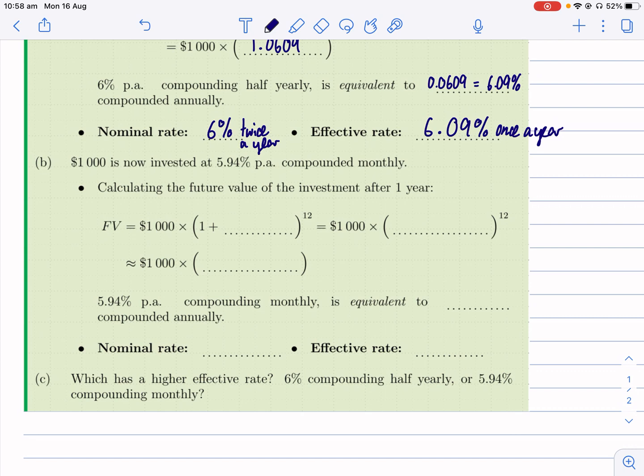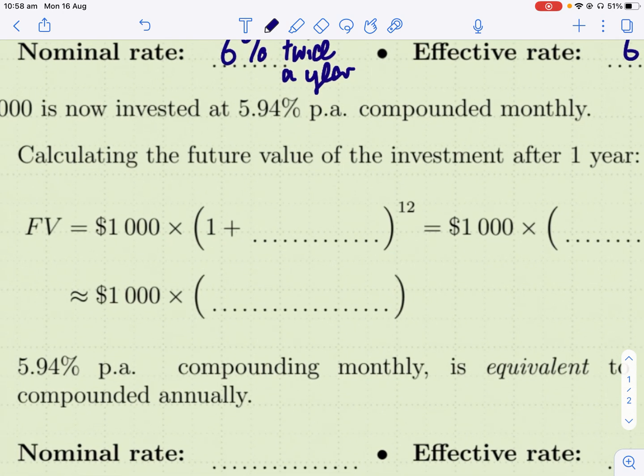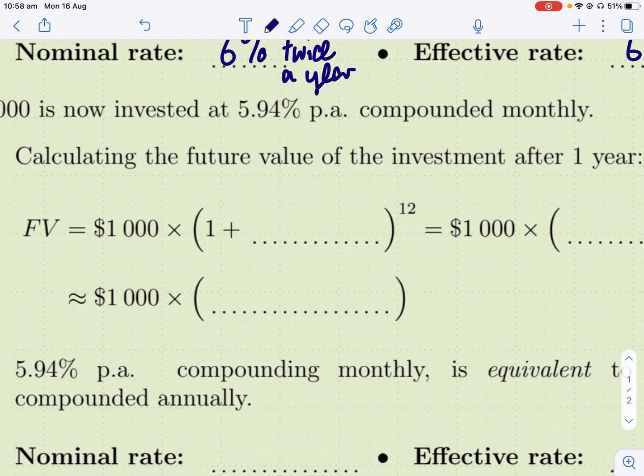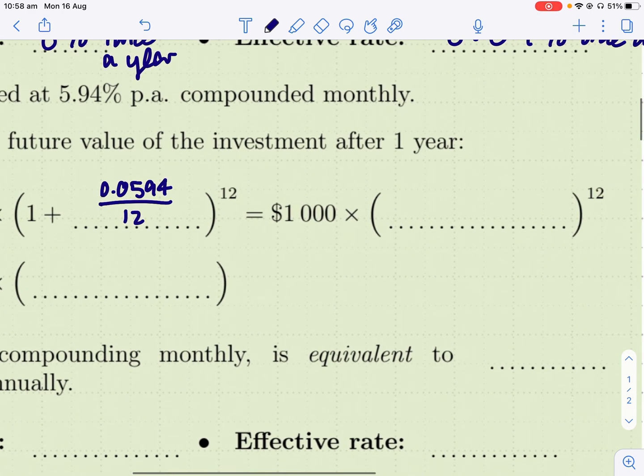Okay, let's now have a look at the second example. We've got $1,000. We're investing it at 5.94% per annum, but this time it's compounded monthly. So if we were running the calculations for 1 year, we'd have the $1,000 times 1 plus 0.0594, and we'd be dividing it by 12 because it's happening 12 times a year, which means 0.0594 divided by 12 actually gives us 0.00495.